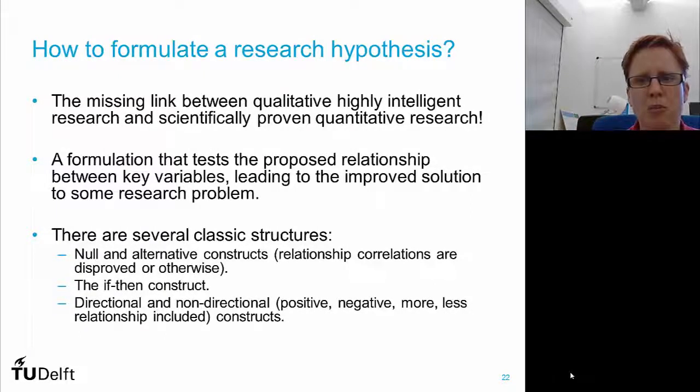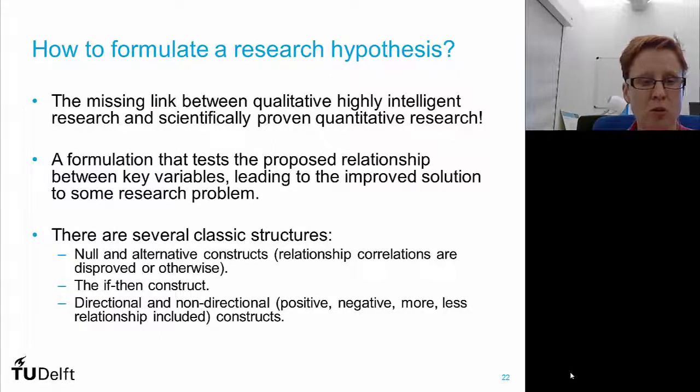So the word hypothesis has fallen. So how does this work again? Well, when you formulate a research hypothesis, that really should have the missing link between the qualitative, highly intelligent research and the scientifically proven quantitative research. So you think something is this way, and how do you actually prove this? Or you've deduced from literature that this might be the case, and now you need to prove it. Or you've designed something and you want to know it's working. So basically a hypothesis is a formulation that tests the proposed relationship between key variables and should really get you to an improved solution for the problem you're looking for.